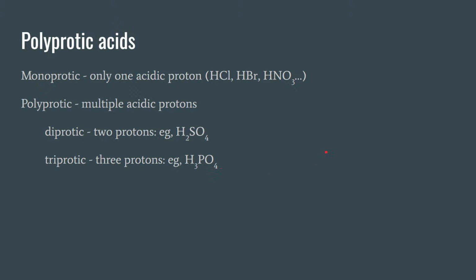Now, I've already touched on this a bit. There's things called polyprotic acids. Okay? A monoprotic acid only has one acidic proton. Polyprotic acids have multiple acidic protons. So HCl, HBr, HNO3, those guys only have the one hydrogen to lose. But H2SO4, it has two acidic protons. The first one is strong, the second one is weak. Phosphoric acid, H3PO4, is a triprotic acid. It has three acidic protons. They're all weak, by the way.